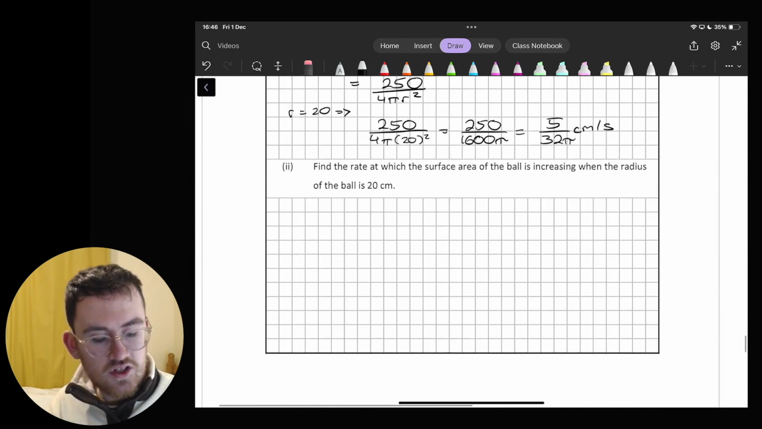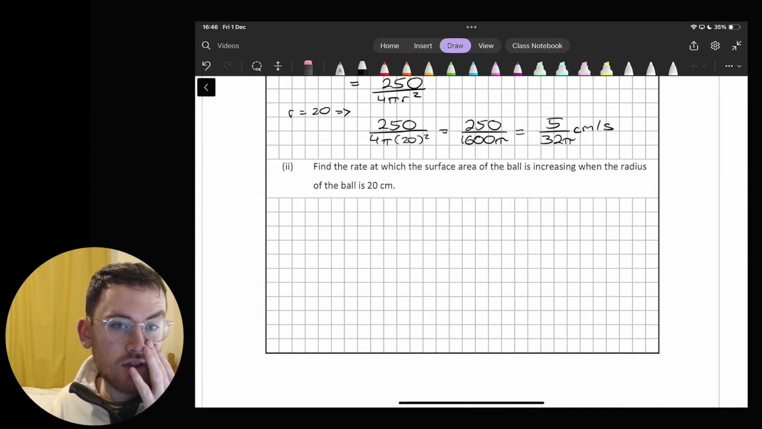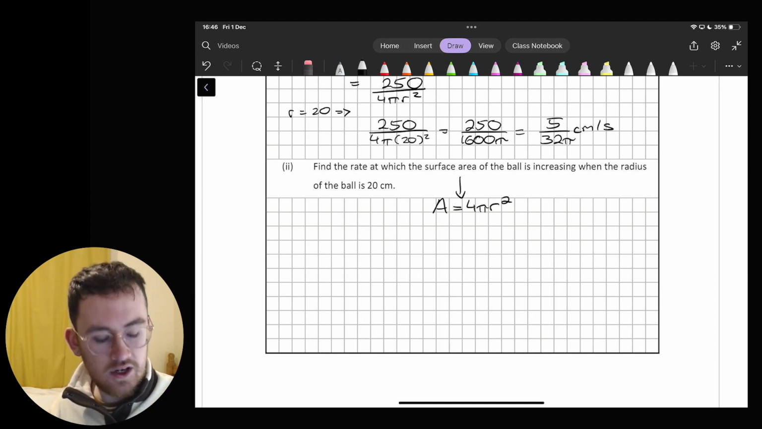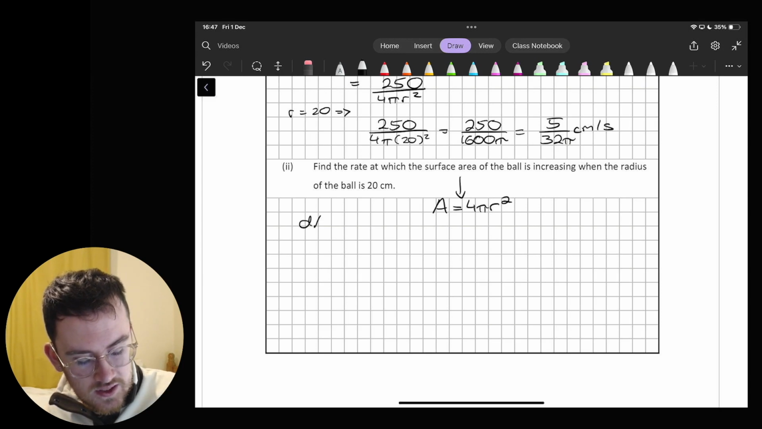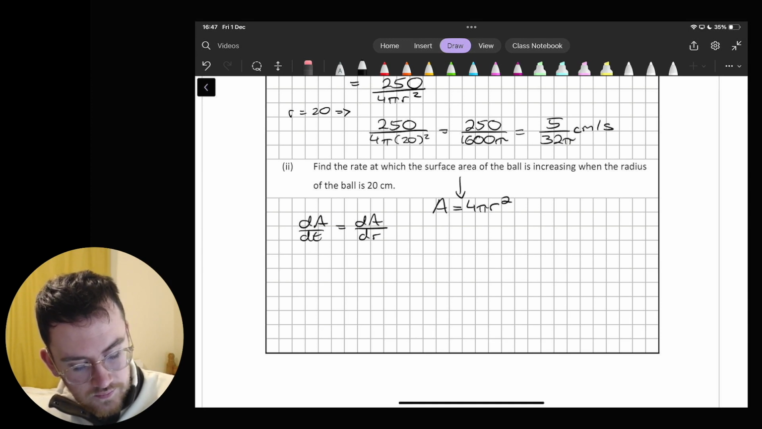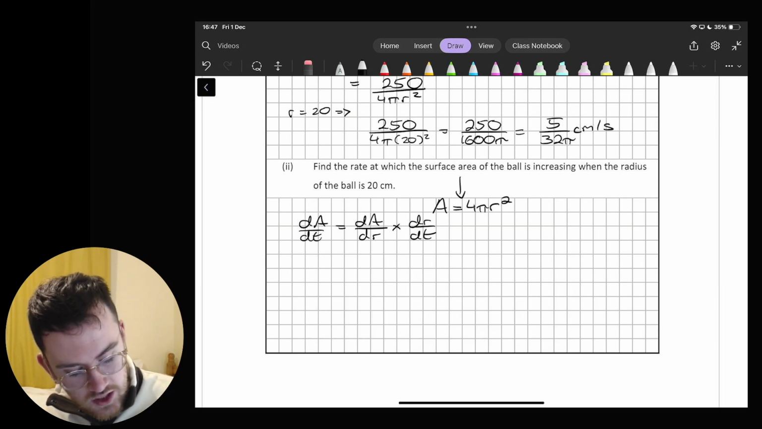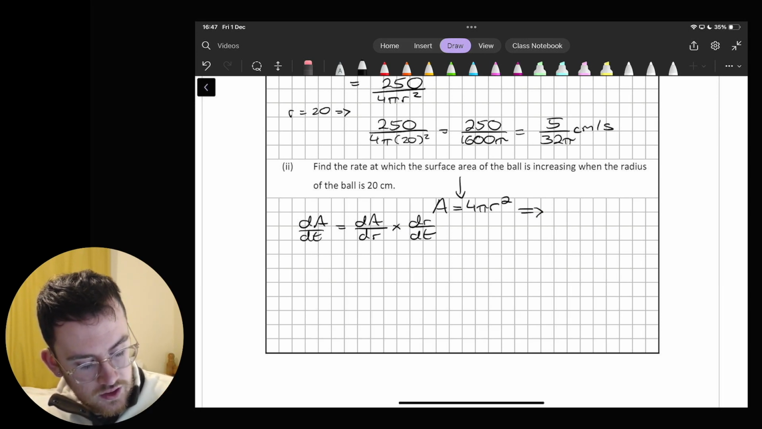Find the rate at which the surface area of the ball is increasing when the radius is 20 centimeters. So the surface area of a sphere is 4 pi r squared. I want to find dA dt. So to use that, I might make use of dA dr times dr dt. Okay, so I need to find dA dr first. That's going to be 8 pi r.